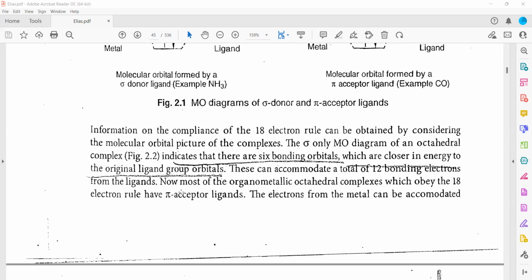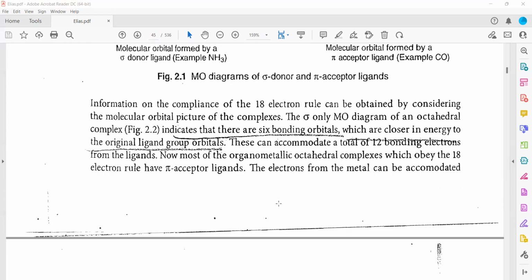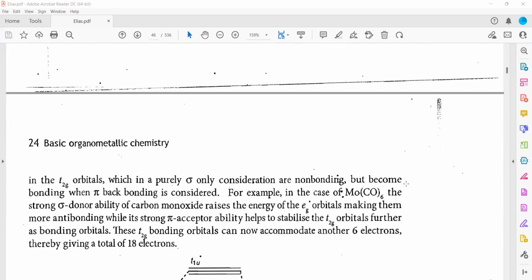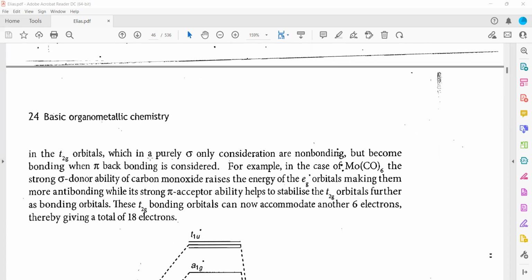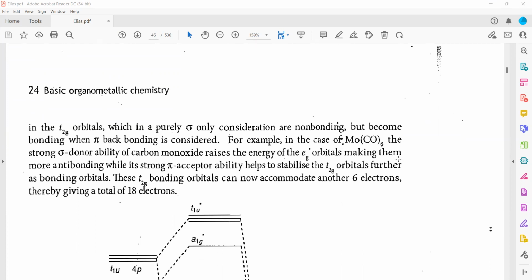Now most of the organometallic octahedral complexes which obey the 18 electron rule have pi acceptor ligands. In those cases, the electrons from the metal can be accommodated in the T2g orbital, which in the sigma-only consideration is non-bonding, but becomes bonding when pi back bonding is considered. For example, in the case of Mo(CO)6, let us consider all of these.